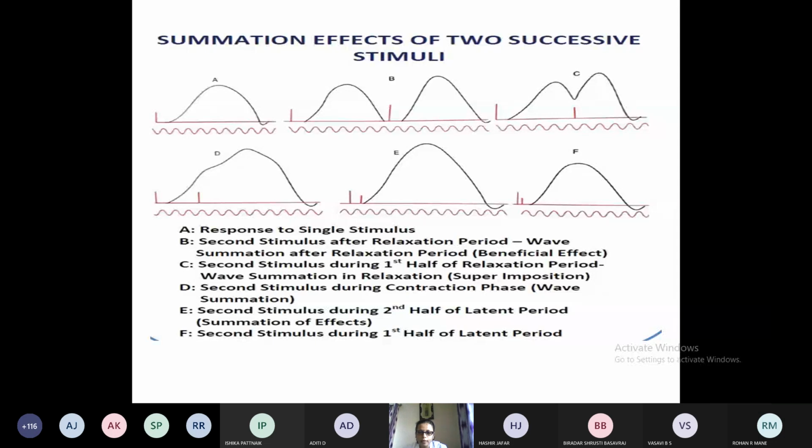So you have learned the use of the summation effect of two successive stimuli. Here, the stimulus should always be maximal. Never ever is a supramaximal stimulus given. Here, the threshold or the maximal stimulus is applied, not the supramaximal. Okay.